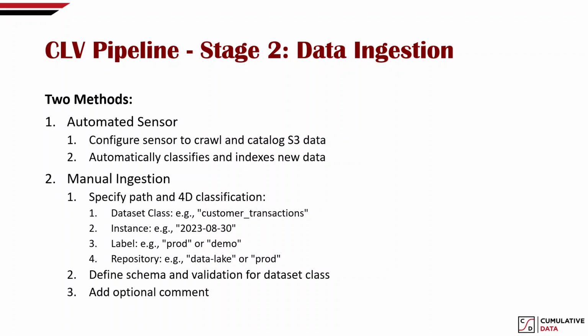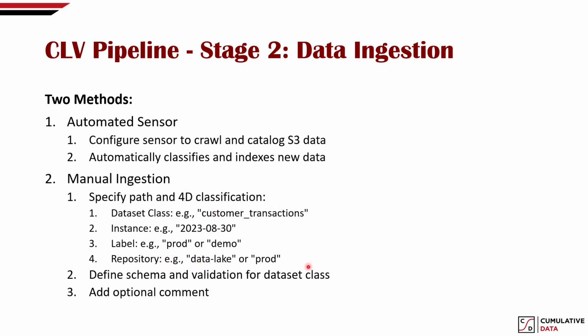But the other way is what we're going to look at right now, which is manual ingestion. So this involves specifying the path where the data is stored and the classification of the data directly in the UI to add an entry into the catalog. So there are four dimensions that we classify the data with.